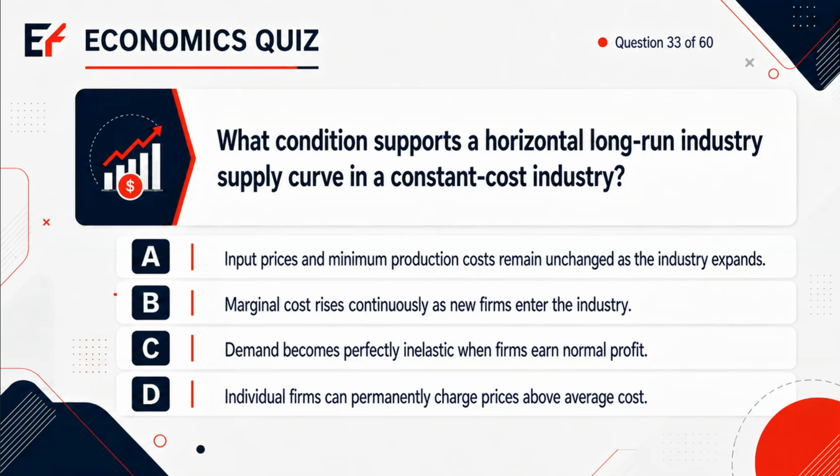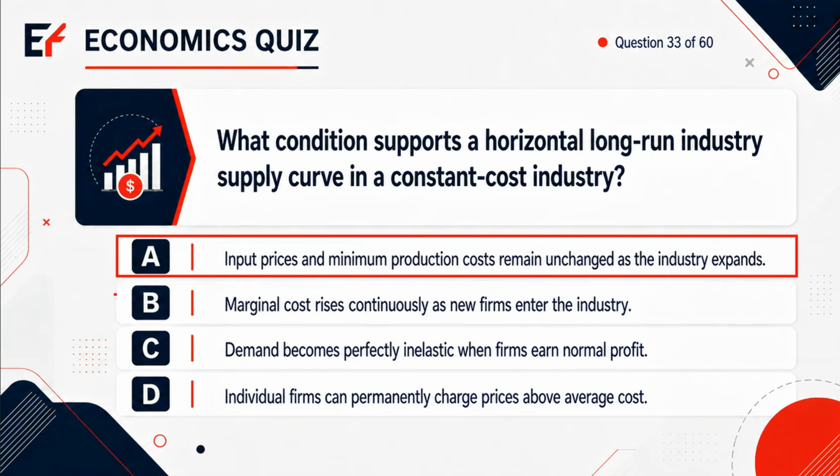Question 33. What condition supports a horizontal long-run industry supply curve in a constant cost industry? A. Input prices and minimum production costs remain unchanged as the industry expands. B. Marginal cost rises continuously as new firms enter the industry. C. Demand becomes perfectly inelastic when firms earn normal profit. D. Individual firms can permanently charge prices above average cost. The correct answer is A.